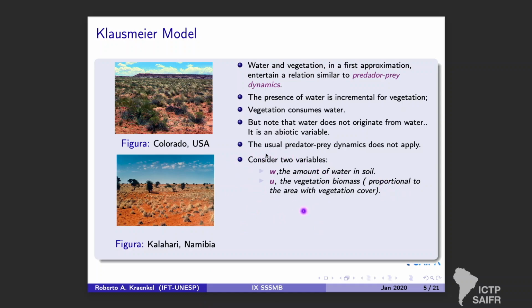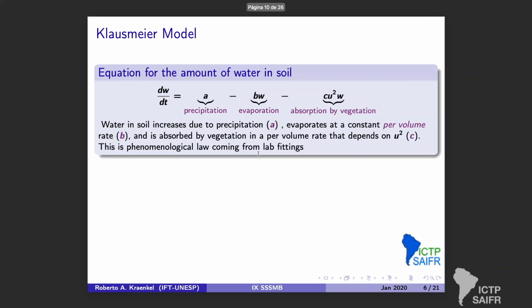Let me put this a little bit better. This will be a function of time, which is water in soil, W of T. And then you will have U of T, which will be biomass.